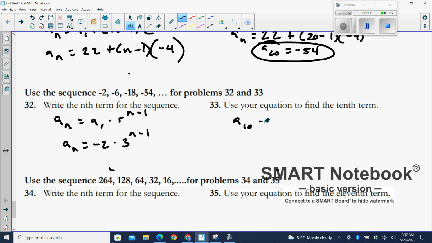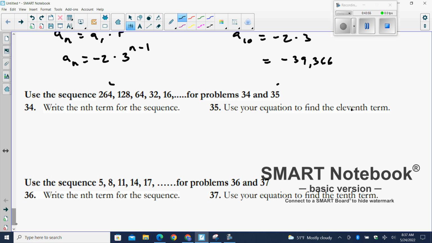So a sub 10 equals negative 2 times 3 to the 10 minus 1. Just like before, since you have more than one term in the exponent, you must put parentheses in that, or just do that in your head. You know what 10 minus 1 is. So negative 2 times 3 raised to the 9th power. And I get a large number. Don't be spooked about large numbers. Exponential growth and exponential decay generate large numbers very fast. Negative 39,366. Okay, last two.